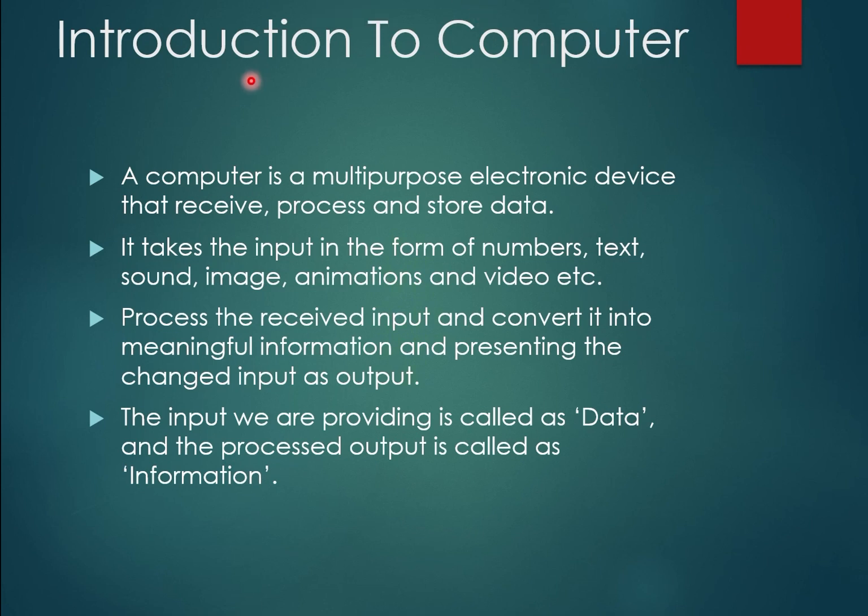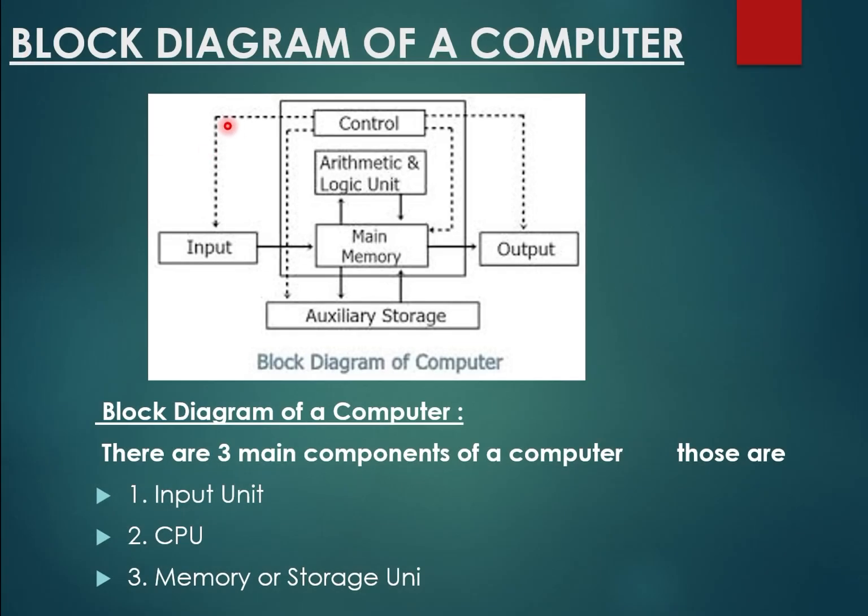For this there is a schema called the block diagram of a computer that shows how a computer works. Let us dive into the topic. This is the block diagram of the computer. This block diagram consists of three main components: input unit, output unit, and central processing unit. These are the three main components of a computer. This block diagram shows how a computer internally works.